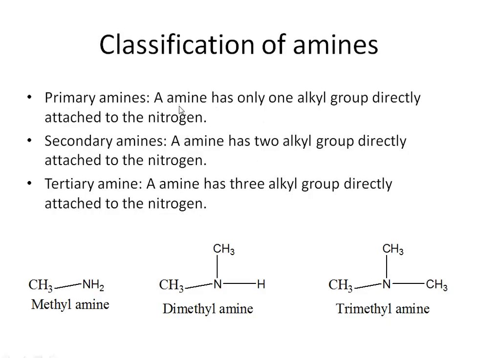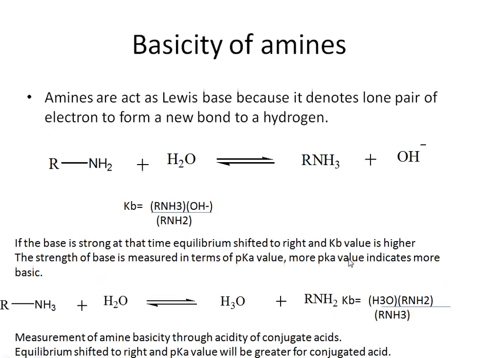Then we have the classification of amines. Primary amine. So what is meant by primary amine? An amine which has only one alkyl group directly attached to the nitrogen is called a primary amine. Secondary amine means an amine which has two alkyl groups directly attached to the nitrogen. Then tertiary amine is an amine which has three alkyl groups directly attached to the nitrogen.